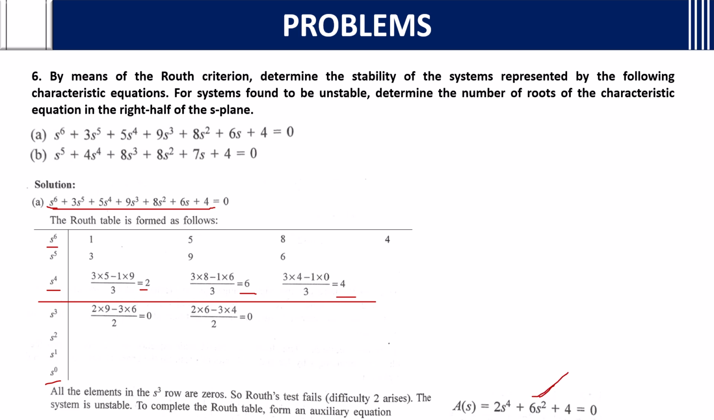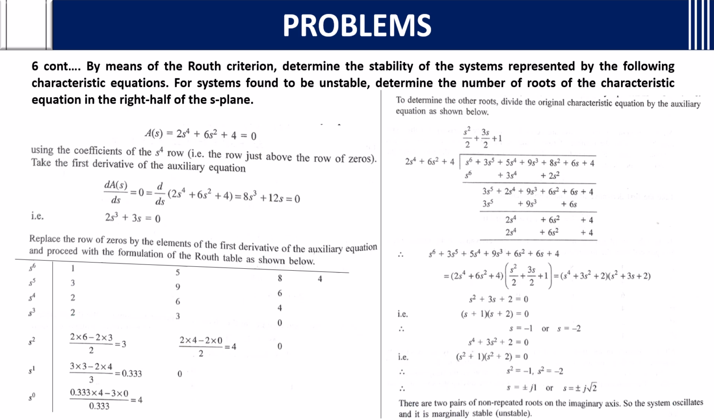Now what you should do? After getting the auxiliary equation, we will take the differentiation of this. Differentiation of this will become what? 8s cube plus 12s is equal to 0. So taking 4 common, you will get 2s cube plus 3s is equal to 0.